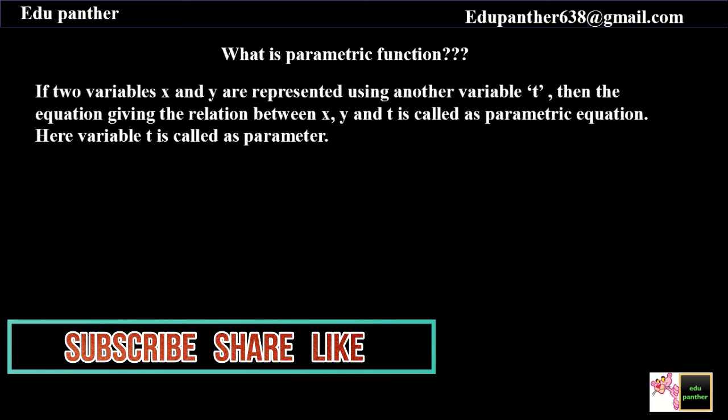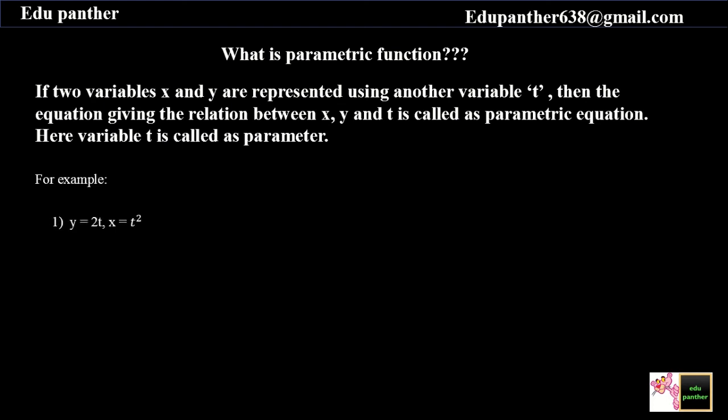It's given that if two variables x and y are represented using another variable t, then the equation giving the relation between x, y and this variable t is called as parametric equation, and variable t is called as parameter of that equation. So for example, see, y is equals to 2t and x is equals to t square. So here y is written in terms of t as well as x is also written in terms of t. So this equation is a parametric equation.